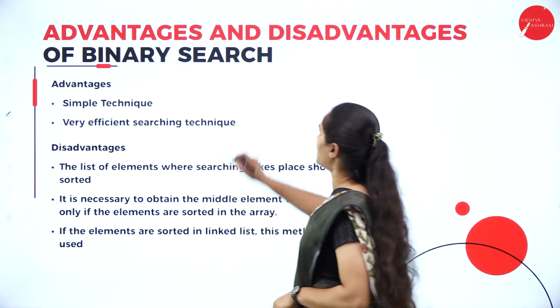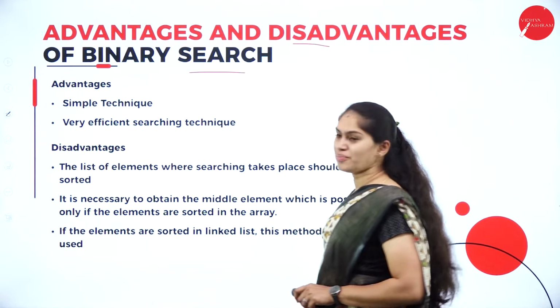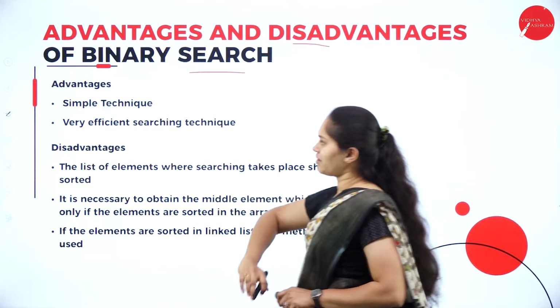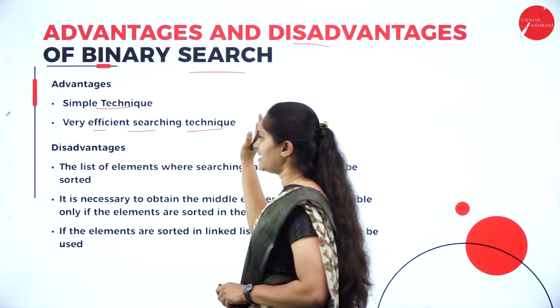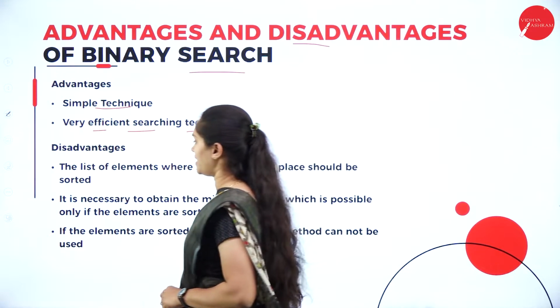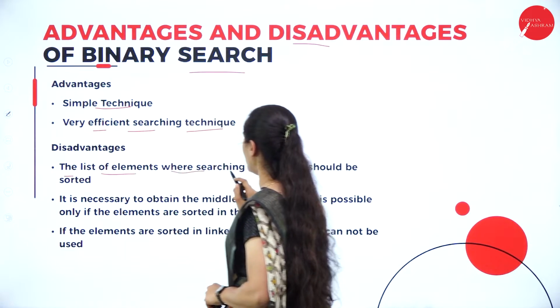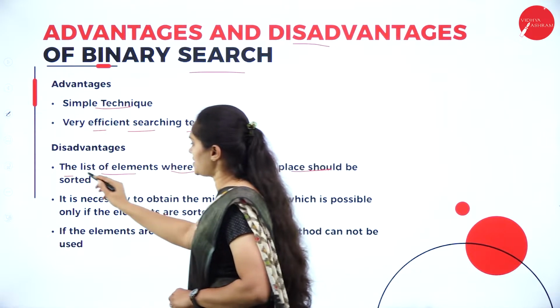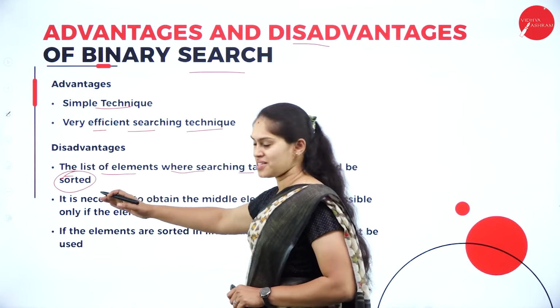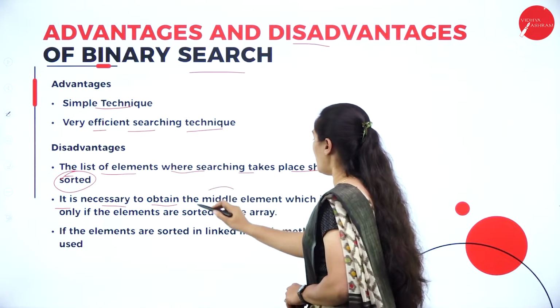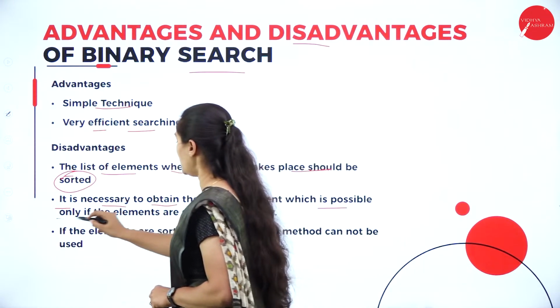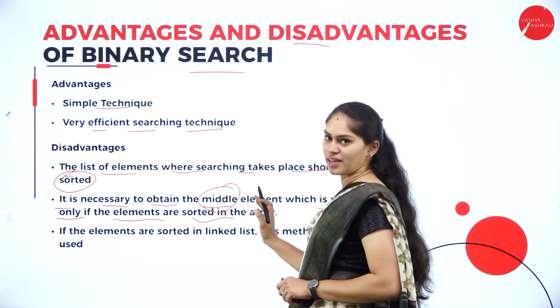Here you can see the advantages and disadvantages of binary search. When it comes to the advantages, it's a simple technique and a very efficient searching technique. Then what are the disadvantages? Mainly, the list of elements where searching takes place should be sorted. Either it is ascending or descending order, it should be sorted. And it is necessary to obtain the middle element, which is possible only if the elements are sorted in the array.